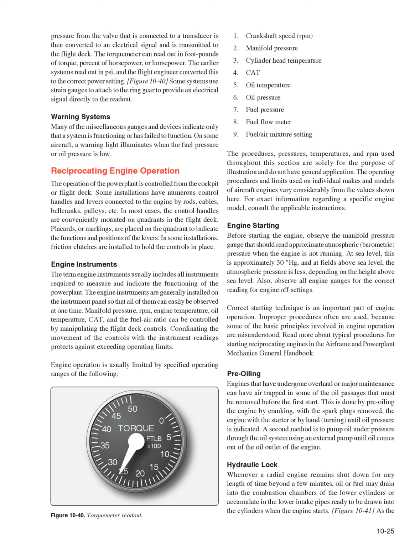Engine starting. Before starting the engine, observe the manifold pressure gauge, which should read approximately atmospheric, barometric, pressure when the engine is not running. At sea level, this is approximately 30 inches Hg, and at fields above sea level, the atmospheric pressure is less, depending on the height above sea level. Also, observe all engine gauges for the correct reading for engine off settings.